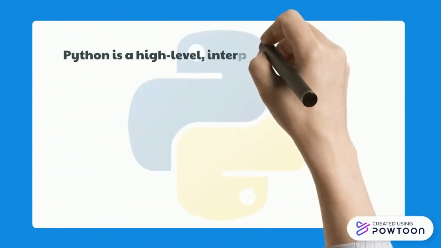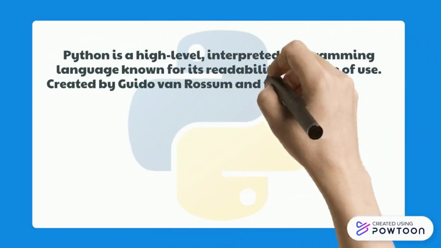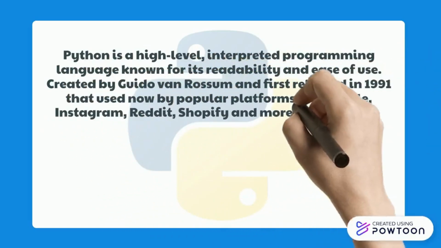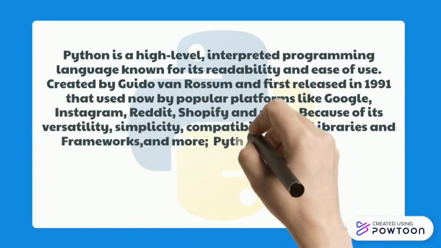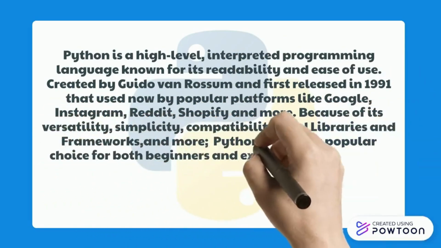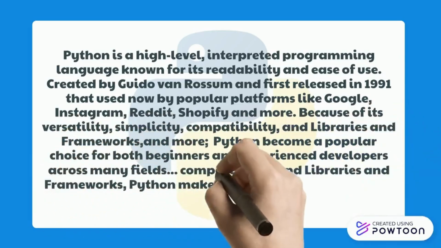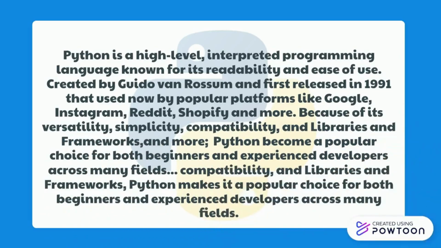The Python that we are talking about is a high-level interpreted programming language known for its readability and ease of use. Created by Guido van Rossum and first released in 1991, it is used now by popular platforms like Google, Instagram, Reddit, Shopify, and more. Because of its versatility, simplicity, compatibility, and libraries and frameworks, Python became a popular choice for both beginners and experienced developers across many fields.